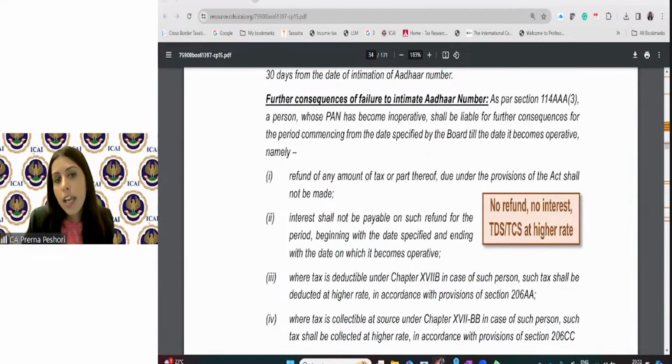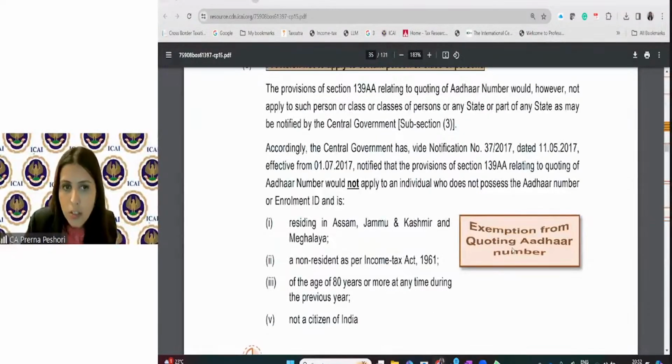Yes or no? And these Aadhar requirements do not apply in case of the residents of Assam, Jammu and Kashmir, and Meghalaya. A non-resident is not required to obtain Aadhar.